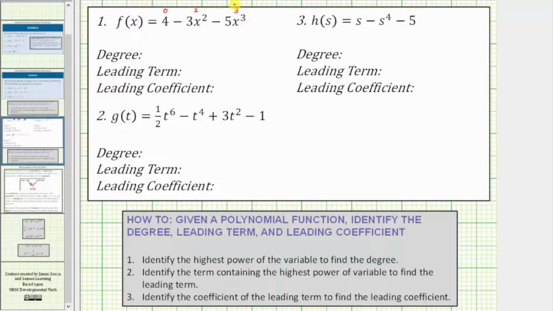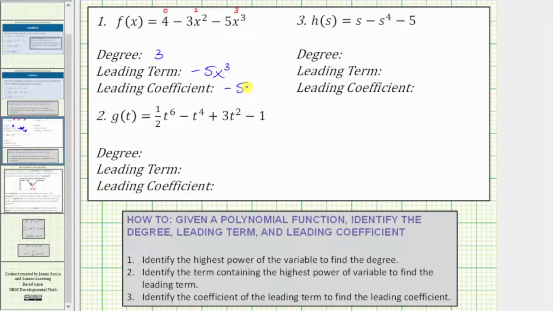So because the highest power on the variable is 3, this is a degree 3 polynomial function. And because the term containing the highest power on the variable is negative 5x cubed, that is the leading term. The coefficient of the leading term is negative 5, and therefore the leading coefficient is negative 5.